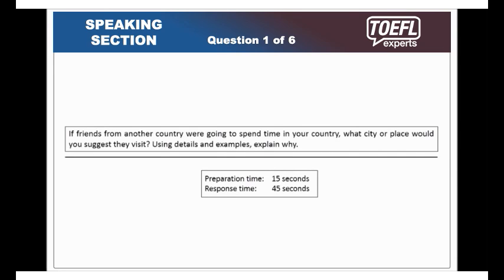If friends from another country were going to spend time in your country, what city or place would you suggest they visit? Using details and examples, explain why. Begin to prepare your response after the beep. Begin speaking after the beep.